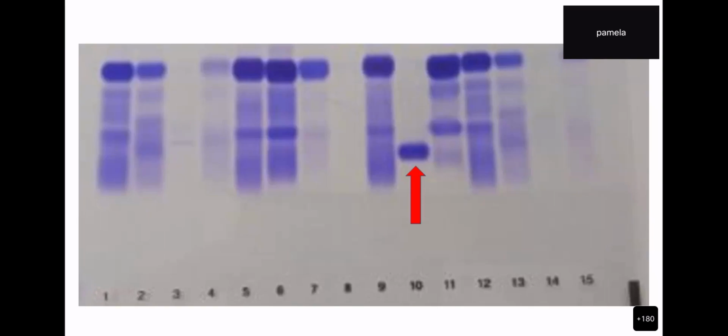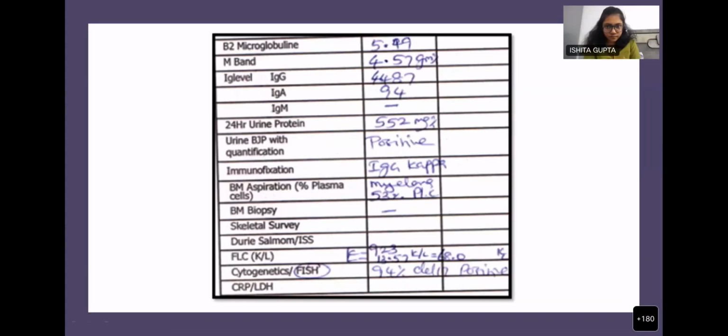Fine. Yes, next one. So just summarizing the results. This patient had an M band of 4.5 grams. IgG was done by routine nephelometry, so IgG was 4,400. 24-hour urine protein was 552 milligram percent. Urine Bence-Jones protein was positive. Immunofixation showed IgG kappa, and the aspiration showed 53% plasma cells. And we did a FISH after plasma cell sorting, and 94% of cells had deletion 17p.